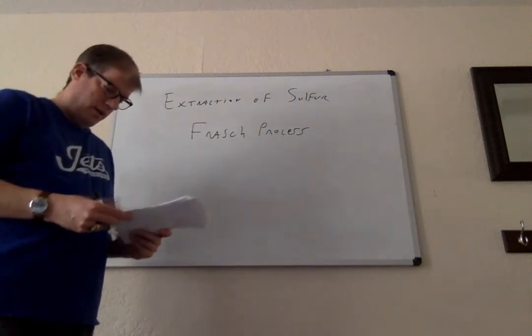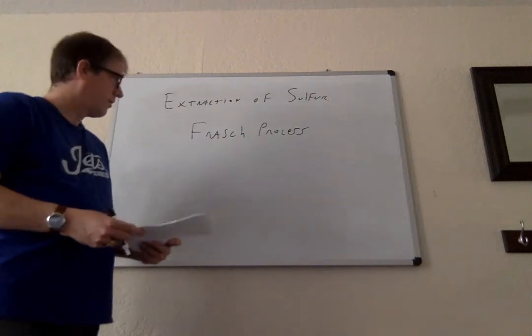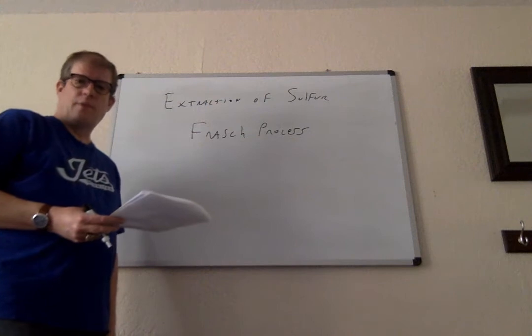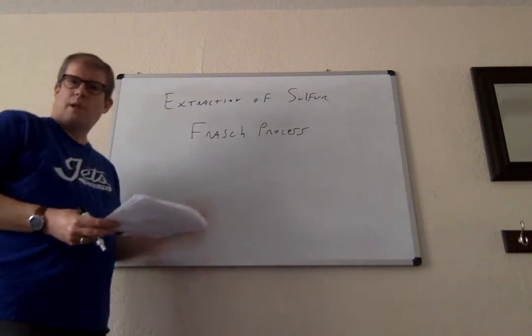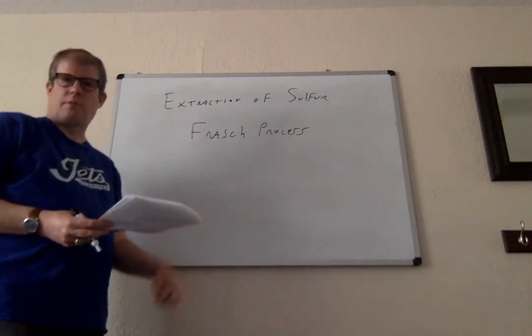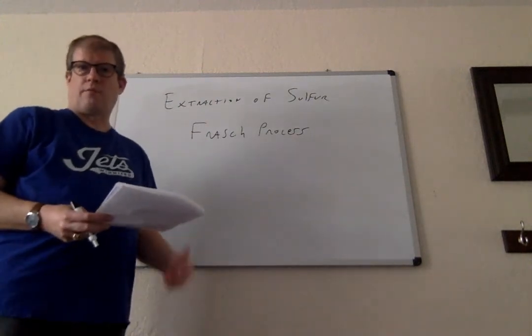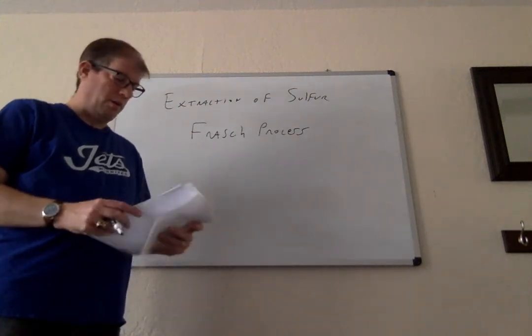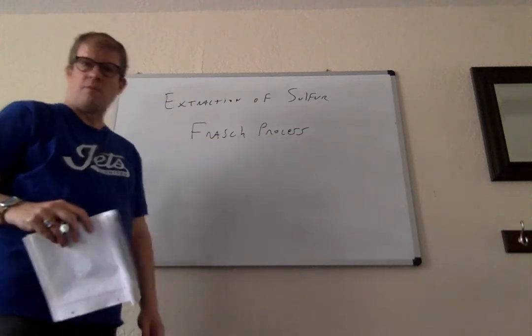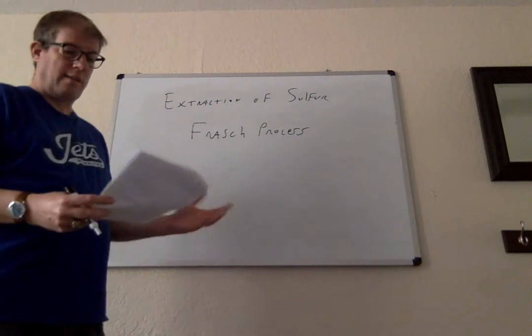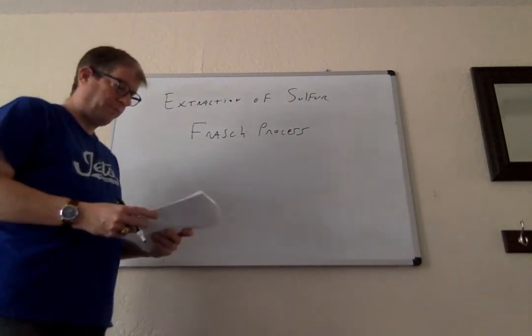So the Frasch process is not a chemical process, it's actually a physical one. What they do is they take superheated water and they shoot it into the ground where there's a sulfur deposit. This water then gets pumped out and it extracts the sulfur after it melts it, and then it's put into large tanks to dry, and you get these large bricks of yellow sulfur.